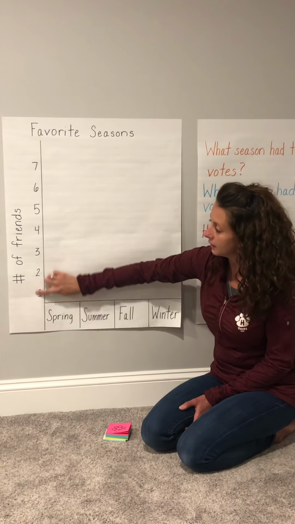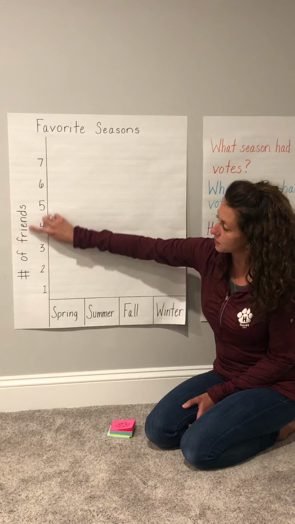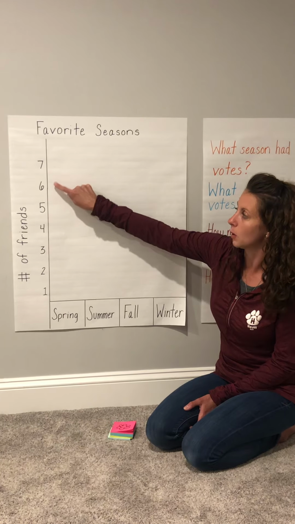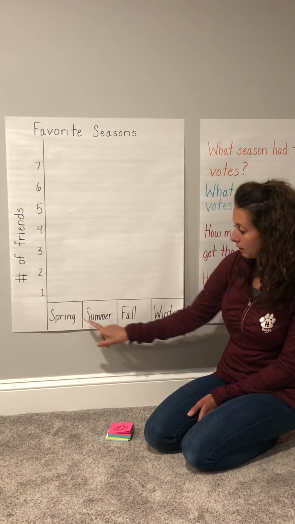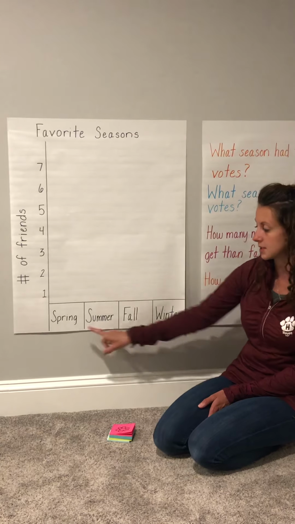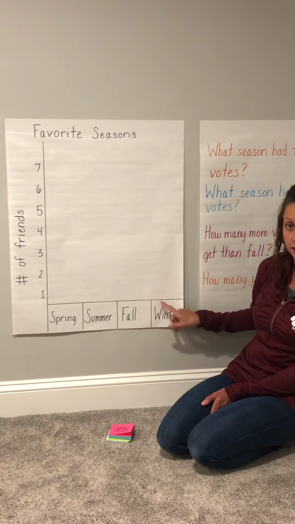On this side, on this axis, I have the number symbol, and it says number of friends. And then you see my numbers get bigger by 1 as we go up on the graph. This is going to help me count how many friends pick what season they like the best. So down here I have my 4 seasons. I have spring. Spring turns into summer. Then we have fall and winter.